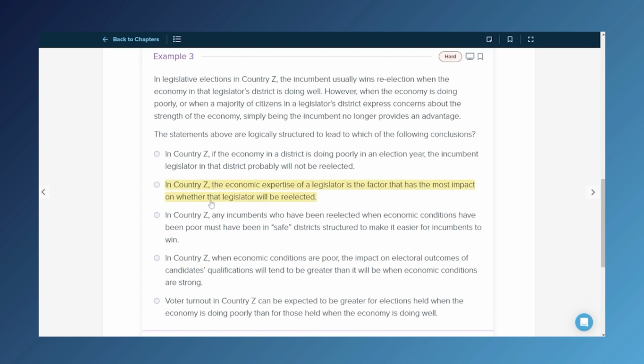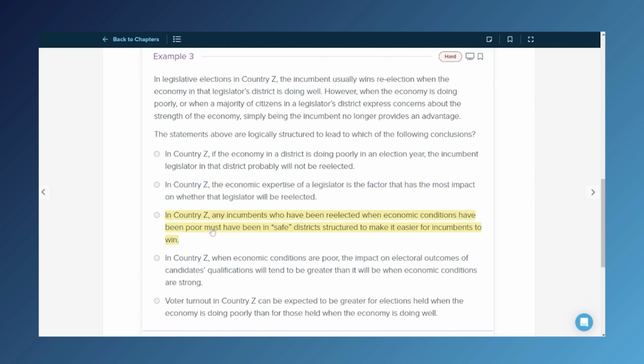B, therefore, in country Z, the economic expertise of a legislator is the factor that has the most impact on whether that legislator will be reelected. This could be true, but the passage doesn't discuss the relative importance of economic health to other issues. So we don't know enough to pick this conclusion.